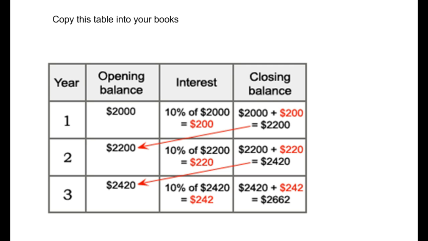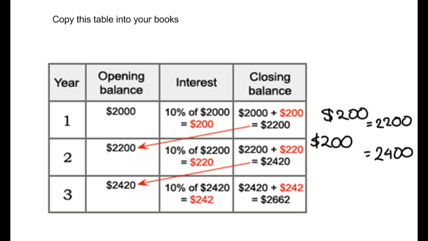Now if I had just used simple interest, in the first year I would have made $200 just like before, so I'd have ended up with an account of $2,200. In the second year I would have again made $200, so now I'm at $2,400. In the third year, again, still only $200. So I would end up with $2,600. So you can see by using compound interest, I've made an extra $62 on my bank account, which is really good if I'm trying to save money.